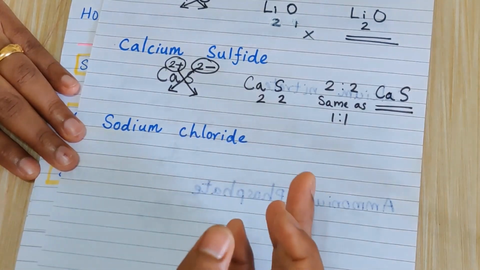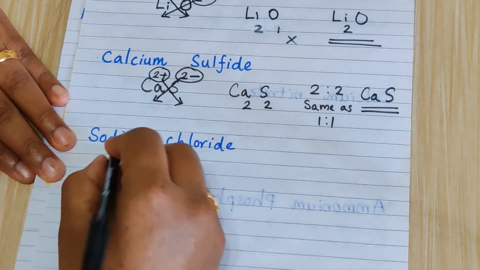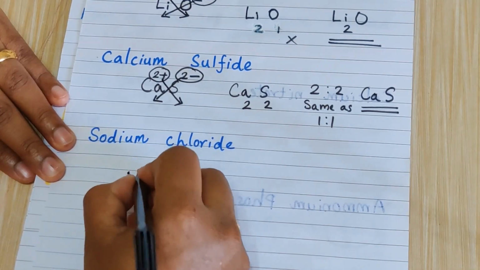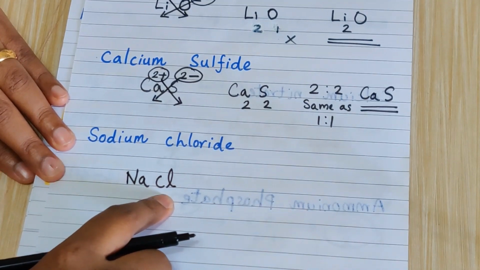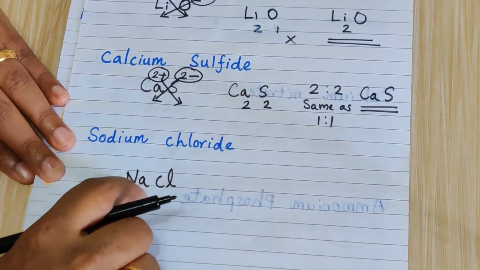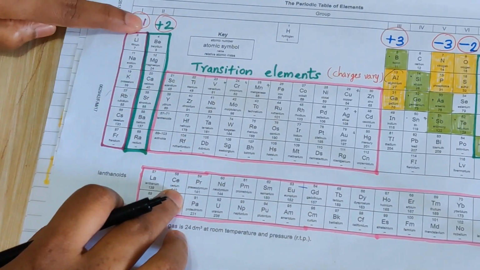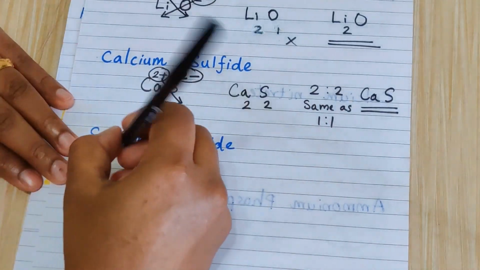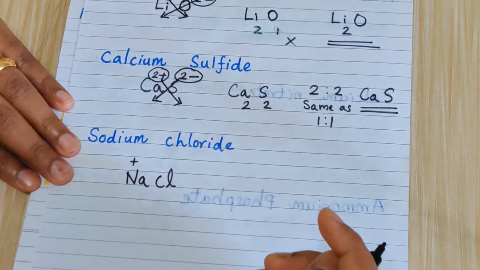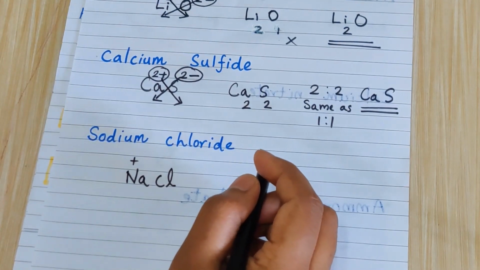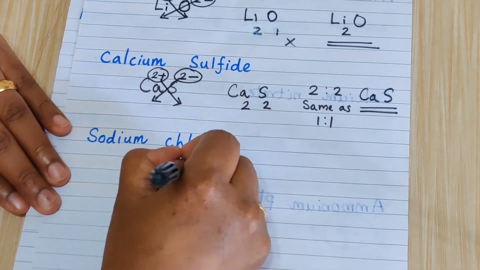Sodium chloride. You are very familiar with sodium chloride. It's a table salt. So first step, just write down the symbols. Sodium is Na, chloride is Cl. Then second step, we have to write the charges above the symbol. Sodium belongs to group 1, so it carries +1 charge. So just write plus. And chloride ion has -1 charge. So you have to write minus only.